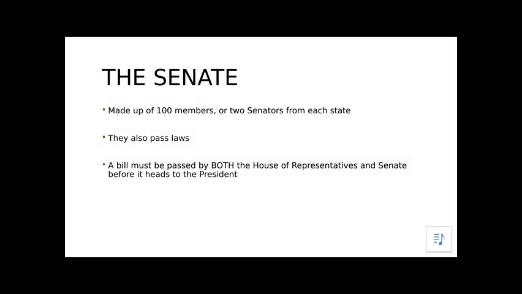Next is the Senate. The Senate is made up of 100 members, or 2 from each state. They also pass laws. And a bill must be passed by both the House of Representatives and Senate before it heads to the president. So the House will vote on a bill and the Senate will vote on a bill. And if that bill passes, it's going to go to the president. But if it only passes the House and it doesn't pass the Senate, it is considered a dead bill.